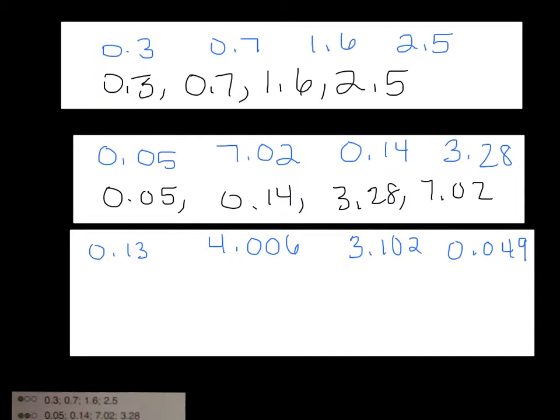The final group of decimals goes through the thousandths place, so the first one would be 0 and 49/1000, then 0 and 13/100, then 3 and 102/1000, and finally 4 and 6/1000.